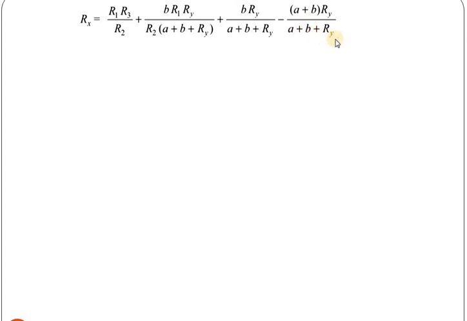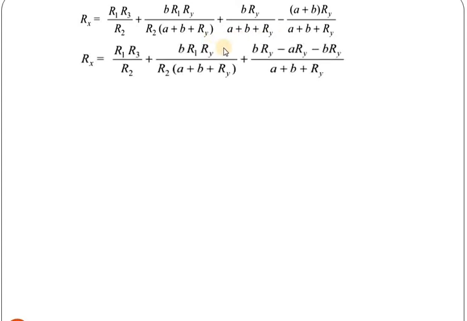So here you have to make this simplification. You have to take the LCM of these two terms. Then by taking this LCM we got BRy minus ARy minus BRy. Okay. Then this BRy and BRy are cancelled. This is the positive term and this is the negative term, so these two are cancelled. So finally by making this we got that.